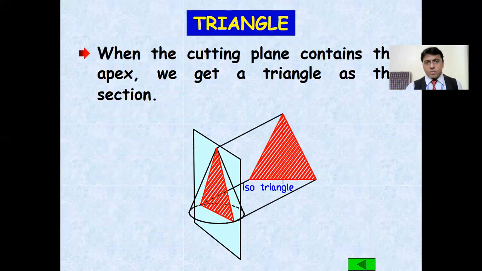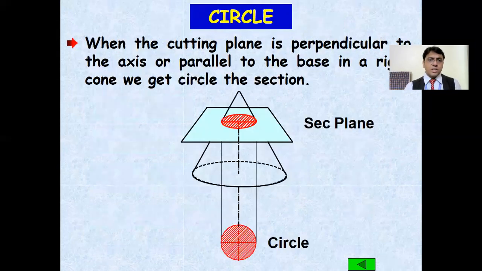Suppose this is an isosceles triangle structure. When the cutting plane contains the apex, we get a triangle as the section. I think everyone can easily understand with the pictorial representation. The circle, as I told you, is obtained when the cutting plane is perpendicular to the axis or parallel to the base in a right cone. We get a circle as the section, that is, the section plane of a circle.